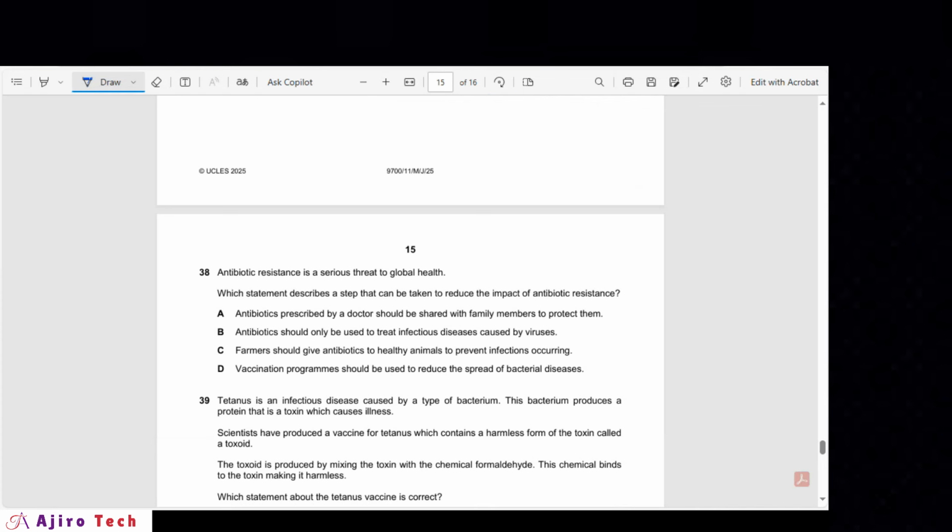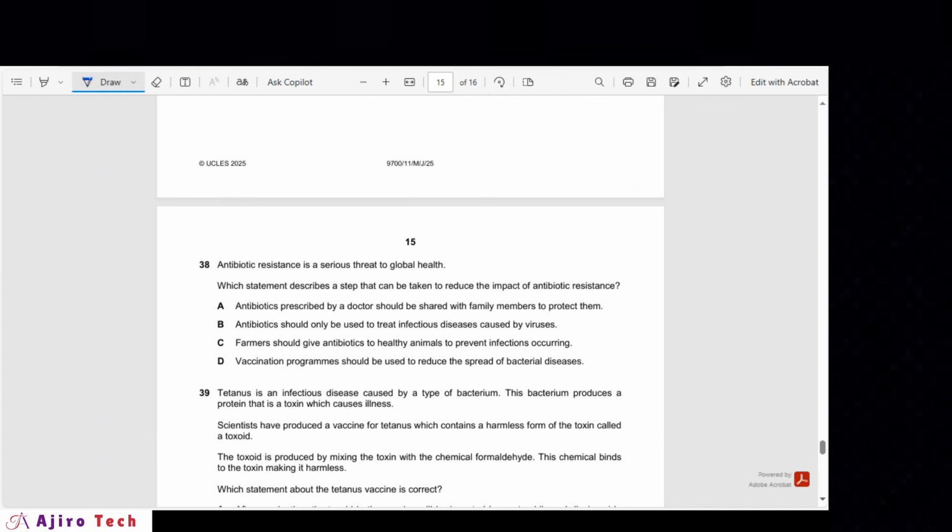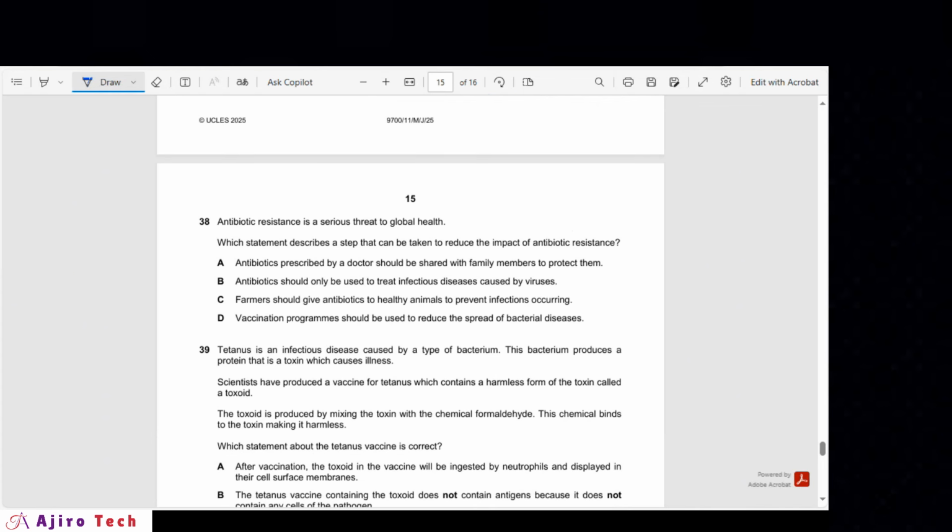Antibiotic resistance is a serious threat to global health. What gives rise to antibiotic resistance? Not completing your dose, unnecessary use of antibiotics too, and not completing your dose of antibiotic.